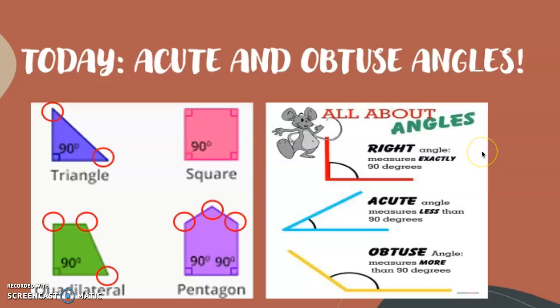So as we know, right angles measure exactly 90 degrees. And acute angles, which we're going to be learning about today, are going to measure less than 90 degrees. So that's going to be from 1 degree all the way up to 89 degrees. And we're also going to be learning about obtuse angles, which measure more than 90 degrees. So it's going to be 91 degrees all the way up to 179. And as we know, 180 degrees makes a straight line.